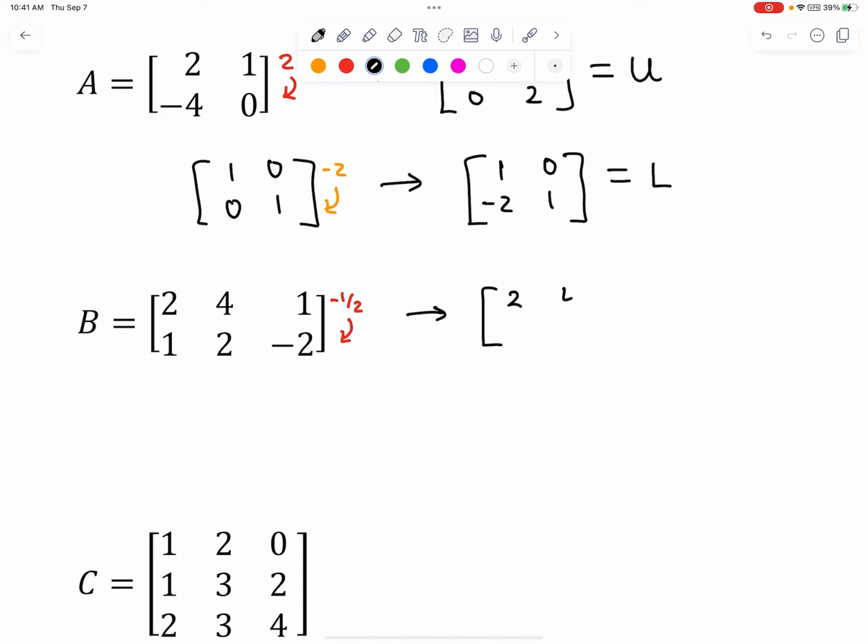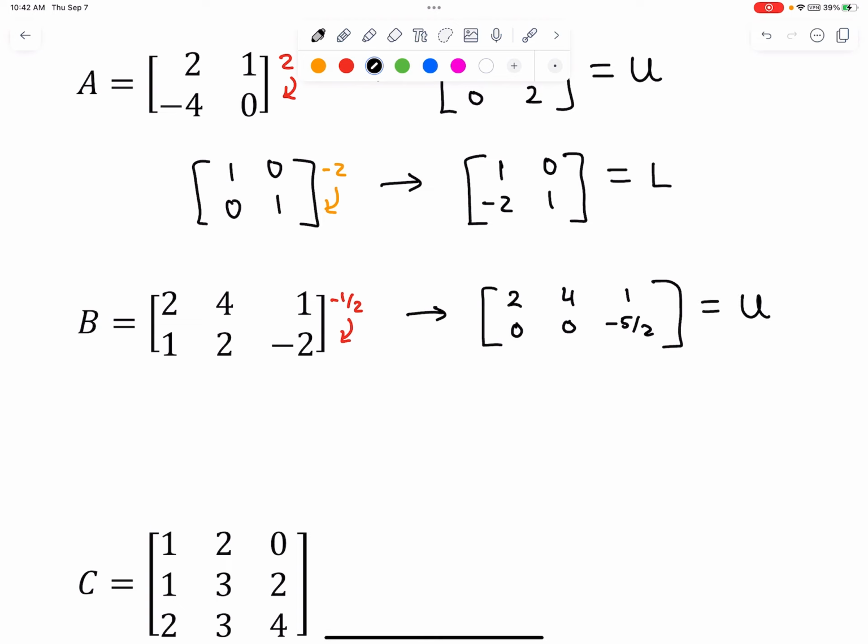The top row will stay the same, 2, 4, 1. The bottom row, -1/2 times 2 is -1, add to 1 is 0. -1/2 times 4 is -2, add to 2 makes a 0. And -1/2 times 1 is -1/2, add to -2 is -5/2. And this is an upper triangular matrix, right? The main diagonal is right here, but what mattered is that we had a 0 in this position. This is not square, so we're being a little bit loose when I call it an upper triangular matrix, but this will be our U matrix in our factorization.